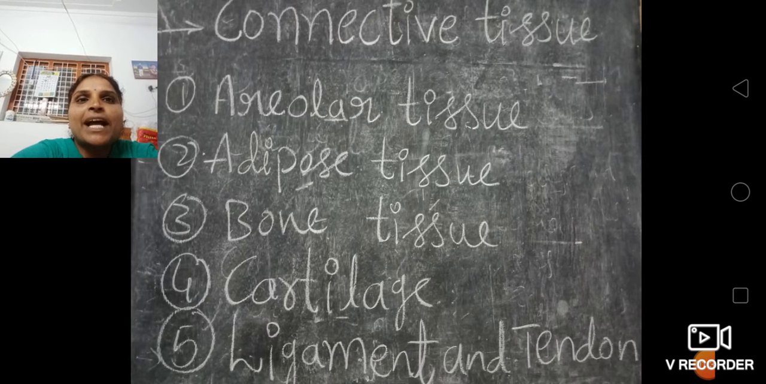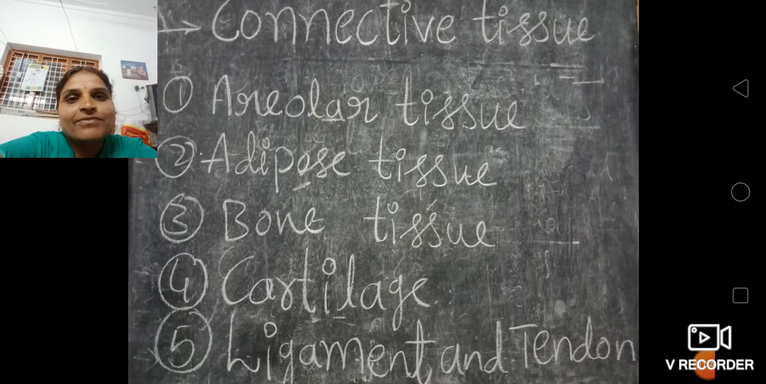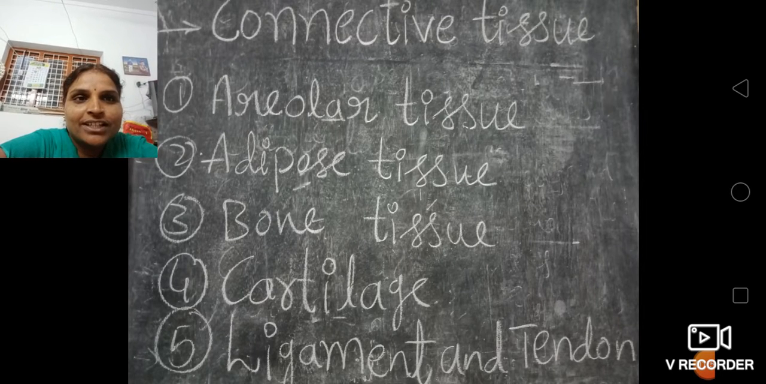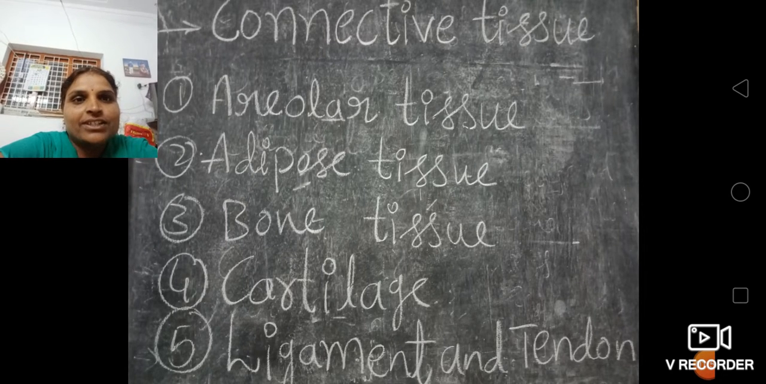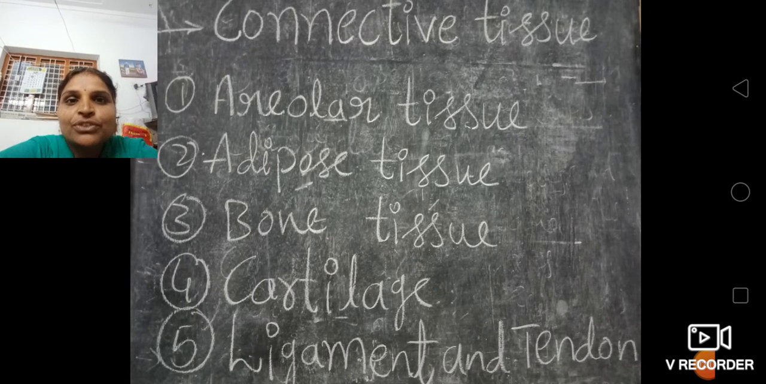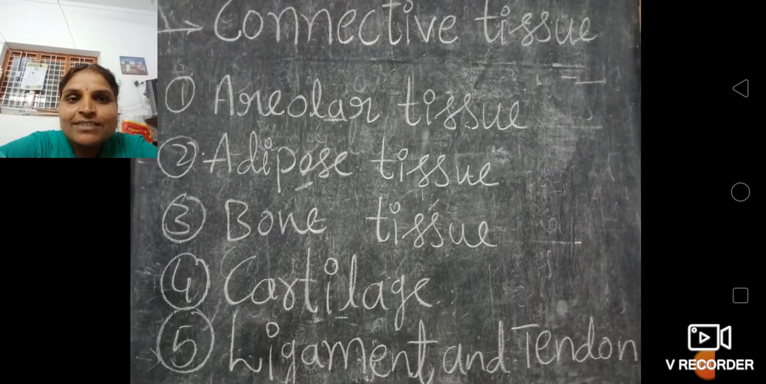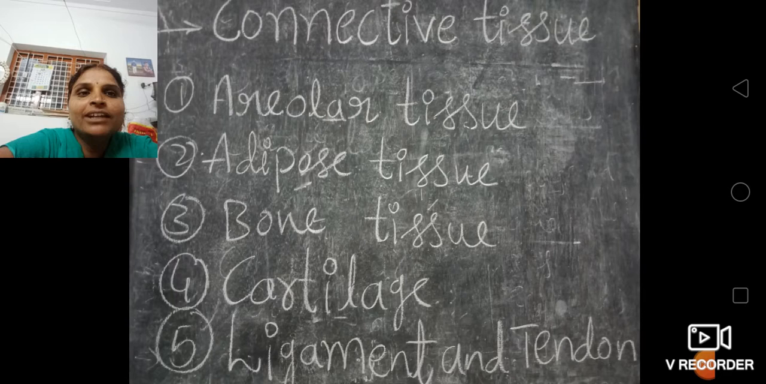There are different types of connective tissues based on their functions. What are they? See in the picture. The first one is areolar tissue. Second is adipose tissue. Third is bone tissue. Fourth is cartilage. Fifth is ligament and tendon. We are going to learn one by one.